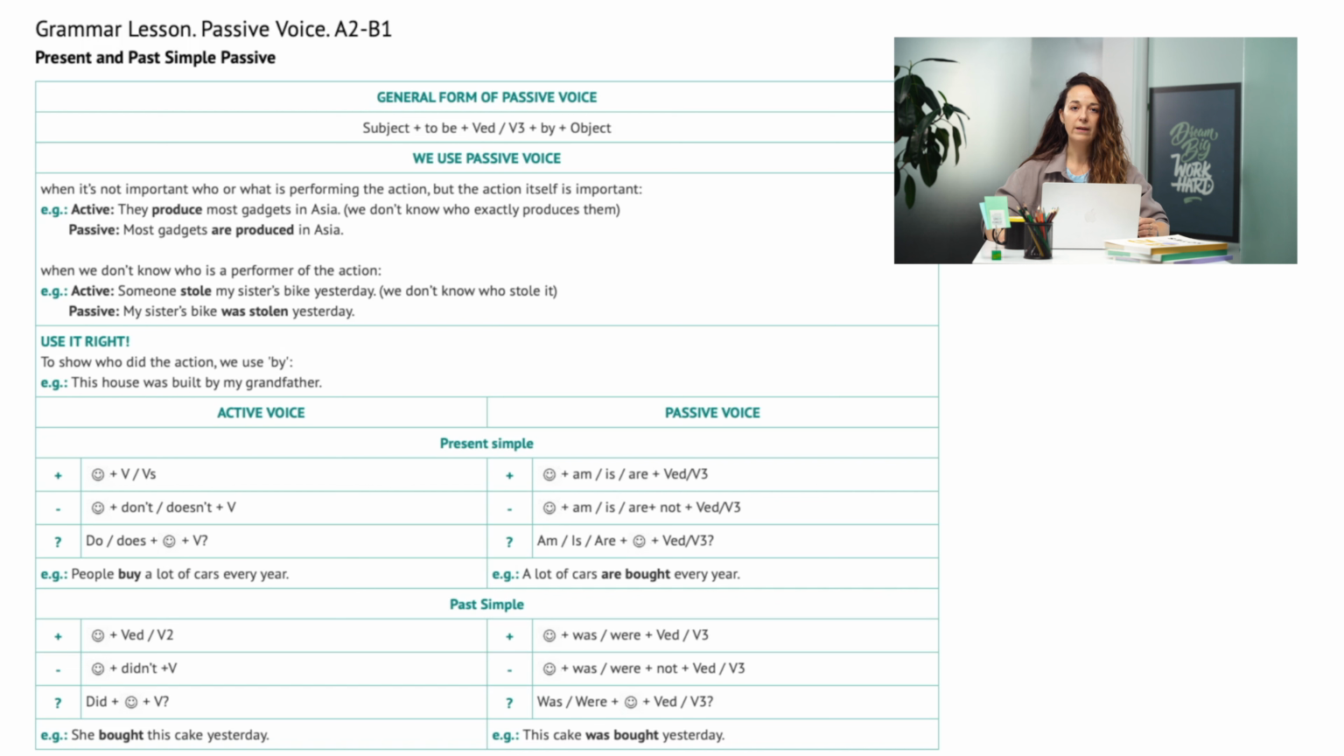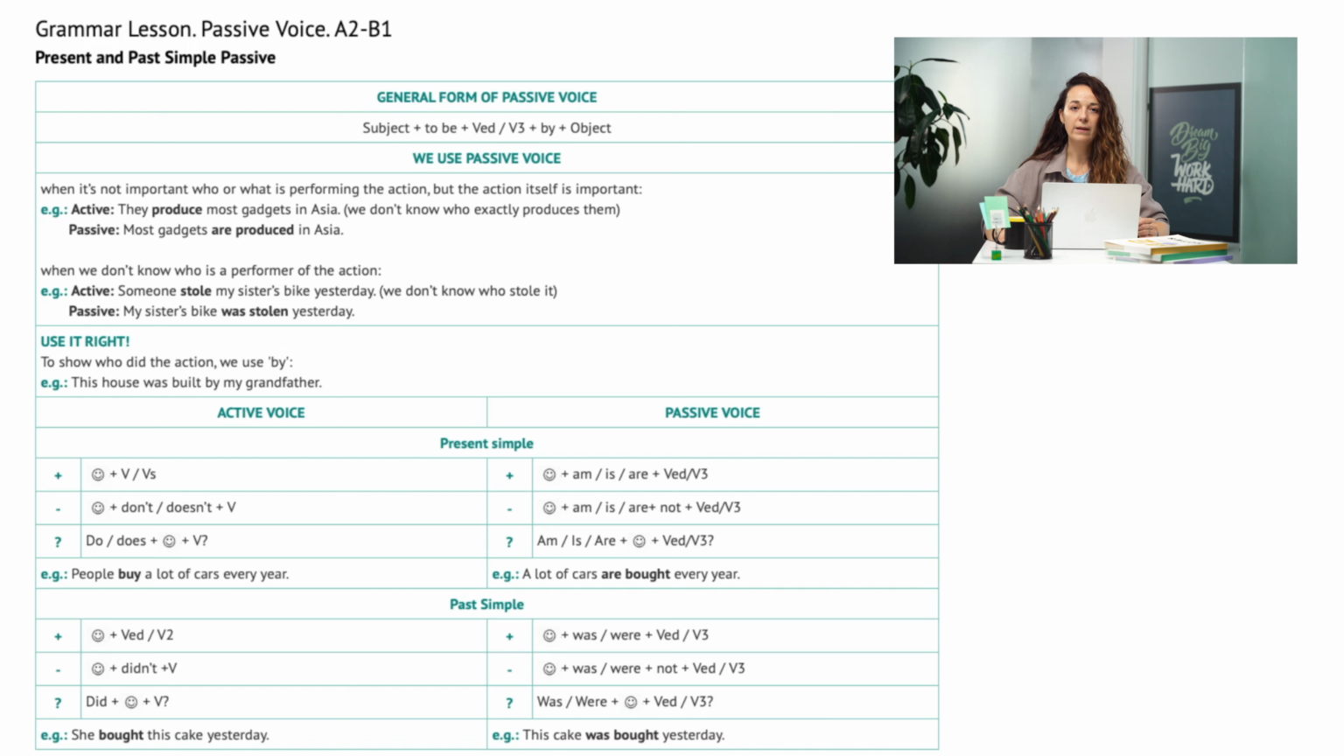Of course, we can use passive voice in affirmative and negative sentences and questions. Pay attention. We can't make a sentence passive if there is no object in the active voice sentence. For example, I left at 5.